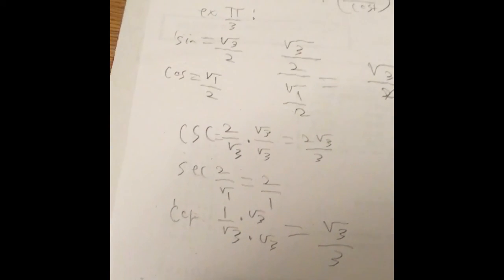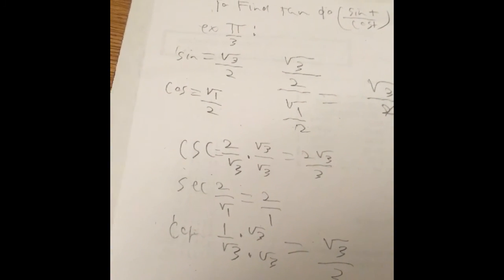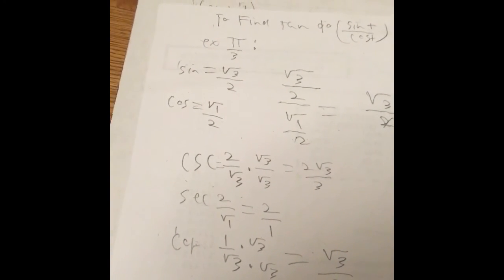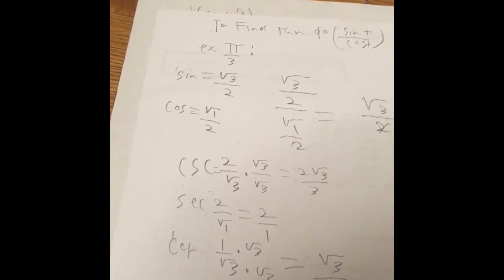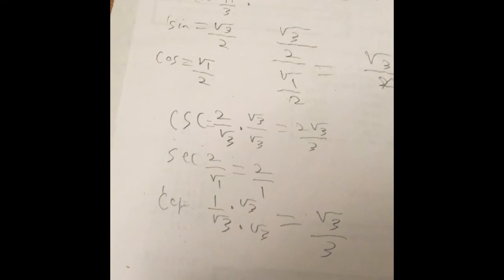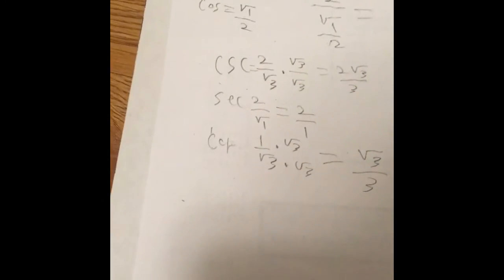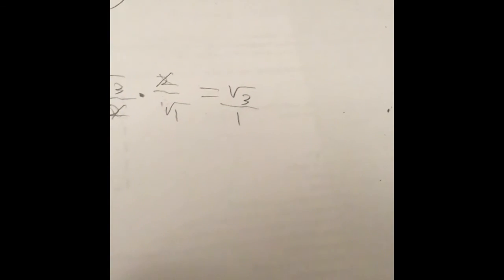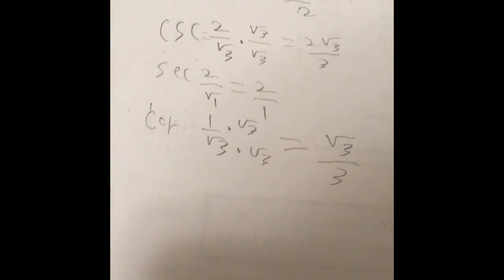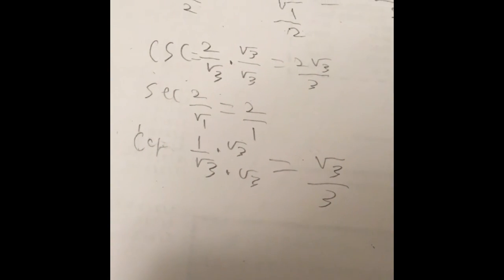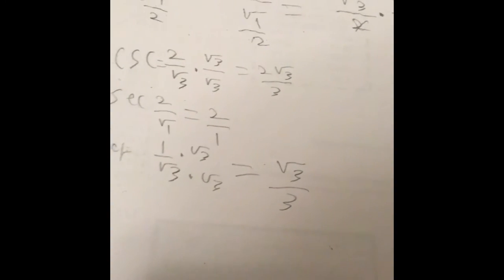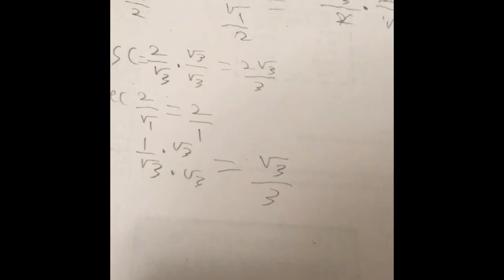For secant, you flip the fraction of cosine. So it ends up as 2 over the square root of 1. Can't be left like that, so you take out the square root and you leave it as 2 over 1. For cotangent, you flip the value of tangent that we found earlier, and you get 1 over the square root of 3. Again, multiply both by the square root of 3, top and bottom, and you get the square root of 3 over 3.